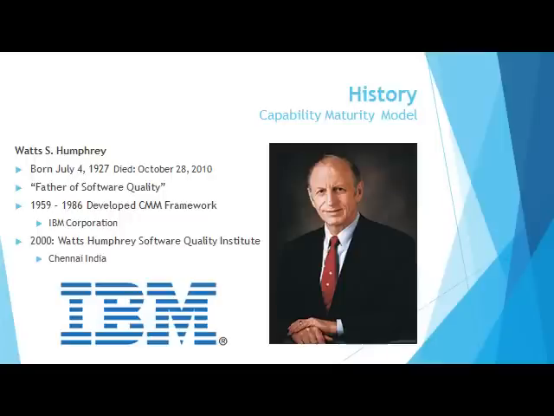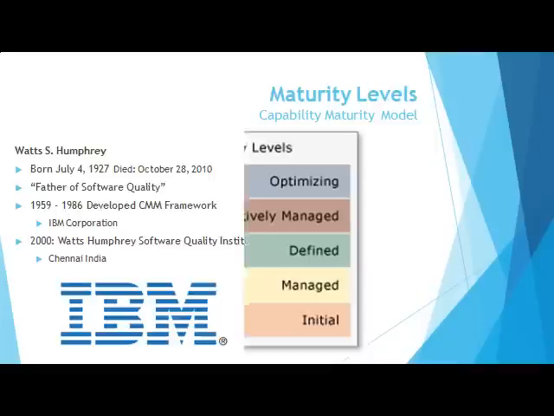The initial framework for the Capability Maturity Model came from the mind of Watts S. Humphrey. Born on July 4, 1927, and dying on October 28, 2010, this world-renowned software engineer, often considered the father of software quality, laid the framework while working with the IBM Corporation between 1959 and 1986. In 2000, to honor his groundbreaking work, the Watts S. Humphrey Software Quality Institute opened its doors in Chennai, India.